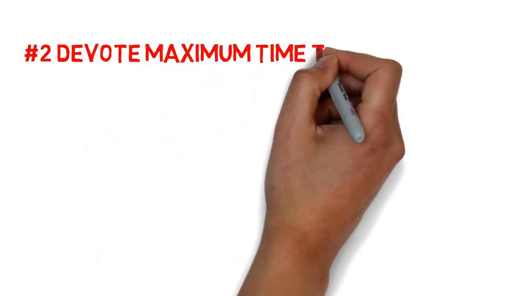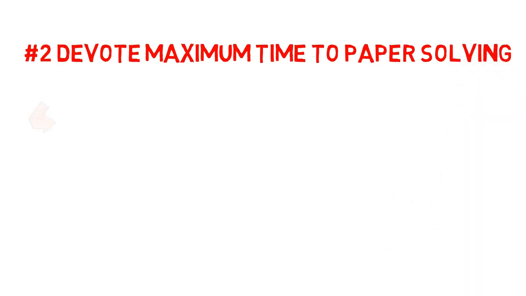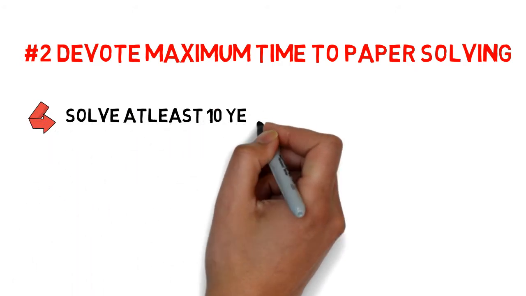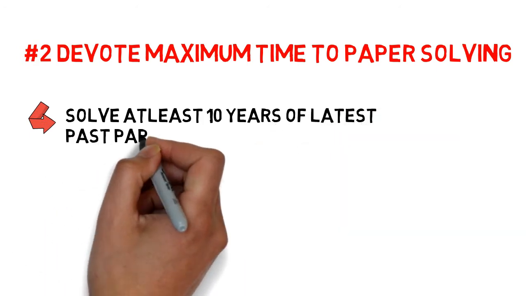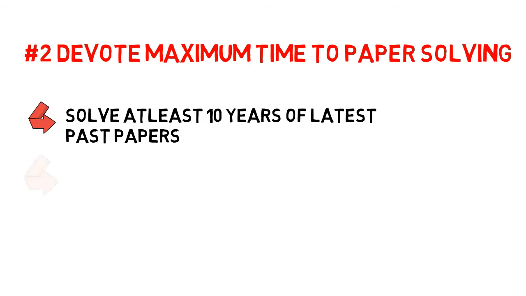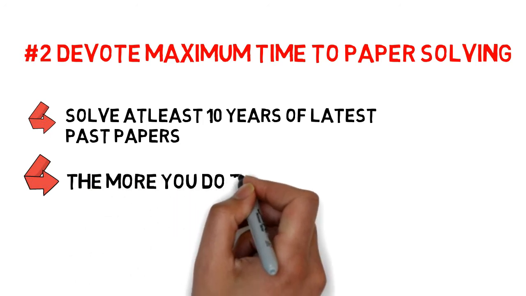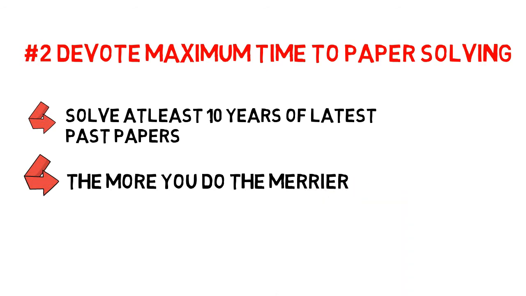From here, I move on to my second point, which is devoting maximum time to paper solving. To be in a good position before the exams, I would recommend solving the last 10 years of past papers. Suppose you are giving the exam in 2021, then begin the papers from 2010. And when I say 10 years, I mean solving all three series, that is summer, winter, and the Feb-March series. Also, you need to solve each of the three variants, even if they look a little bit similar. That extra effort will not go in vain. So do practice all the papers.